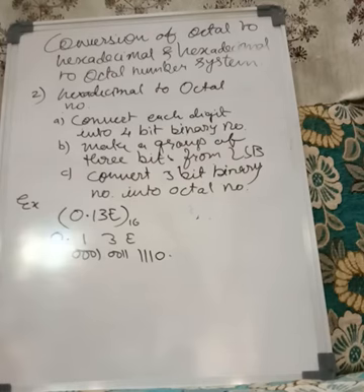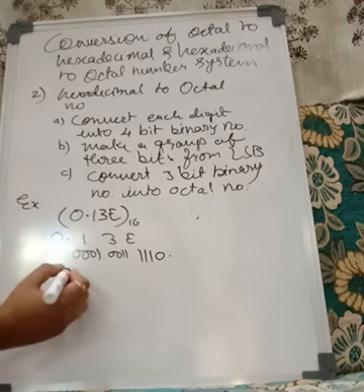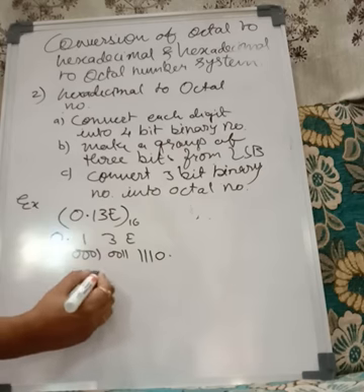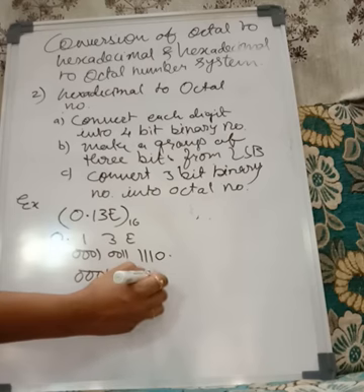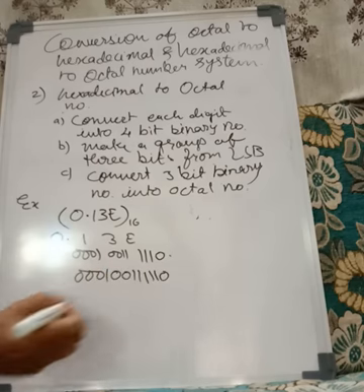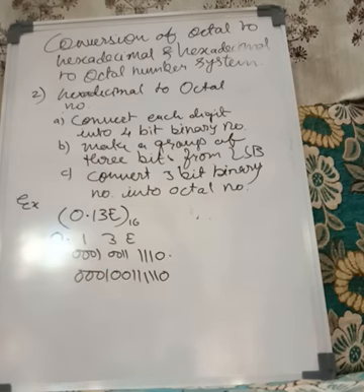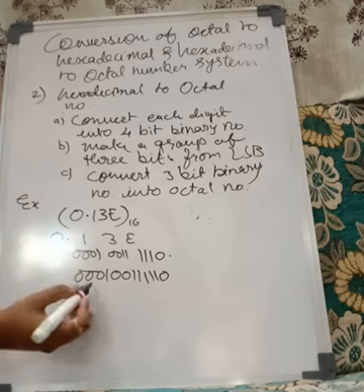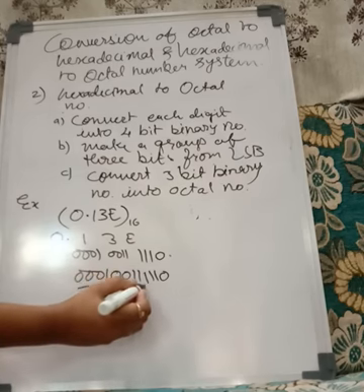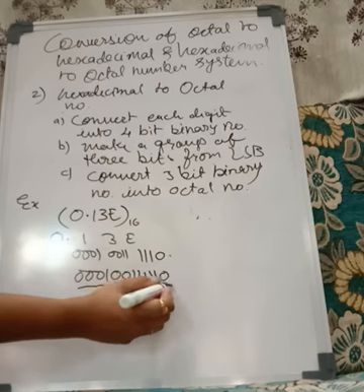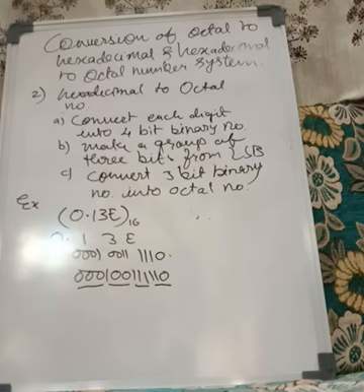Now what are we going to do? We are going to combine this number. So this number will be 0001, 0011, 1110. Now we are going to make groups of 3 bits from the LSB. So how will we make it? This is the first group, this will be the second group, this will be the third group, and this will be the fourth group. So let us write the digit for this.